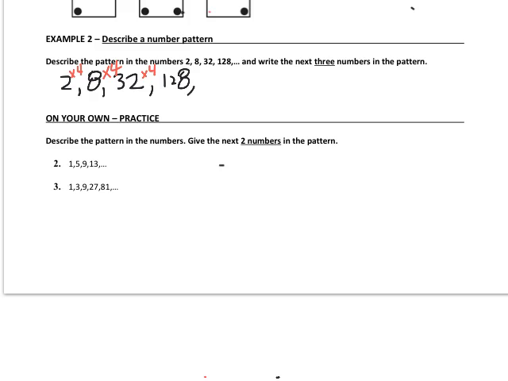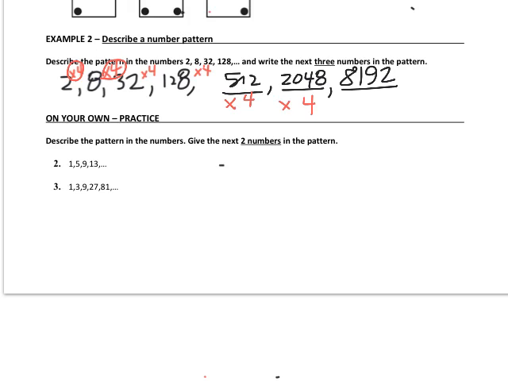So I just have to take and multiply by 4 this number, and 128 times 4 is 512, so that's my first of the 3 numbers that I have to add into this sequence. And then the next one, if I multiply 512 by 4, I get to 2048, and if I multiply that number by 4, then I arrive at 8,192.